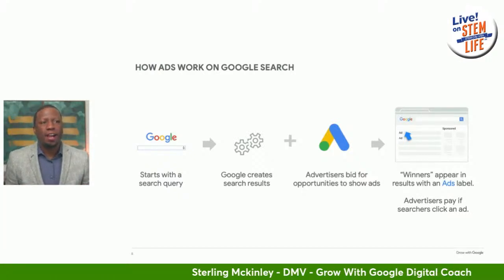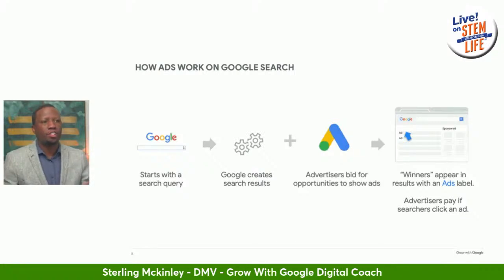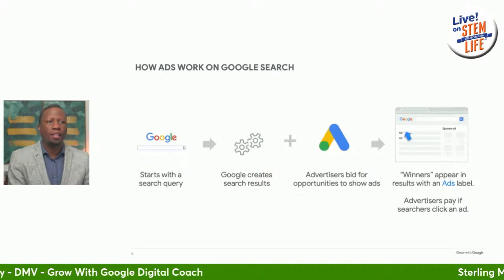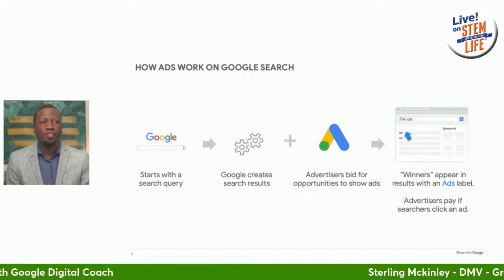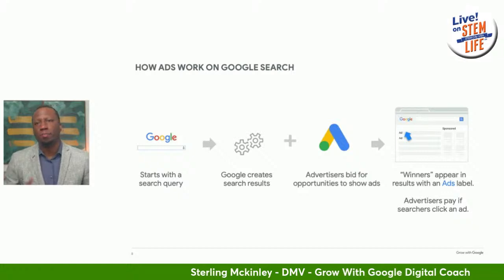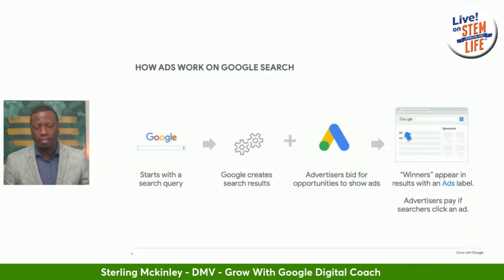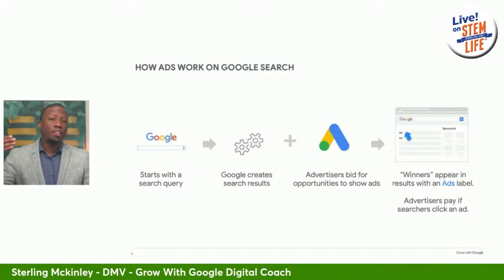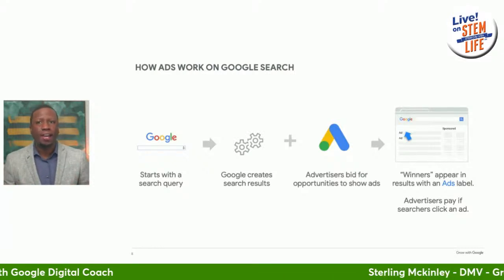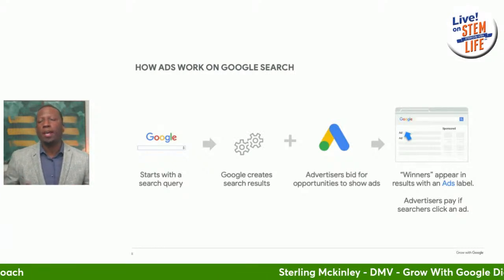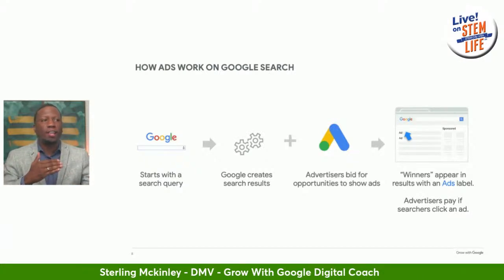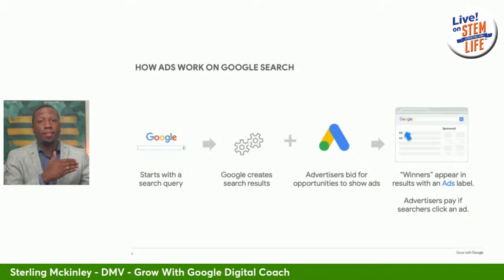Next, advertisers bid on the opportunity to show ads. I'll say it again. Advertisers then bid on the opportunity to show their ads. So your ads are competing. You're not the only company bidding on those terms or keywords or phrases or themes. No, there are other companies. And based on other factors like the quality of your ad, the quality of your website, and other things, Google then ranks your listing, and you can win in that, or you can lose.